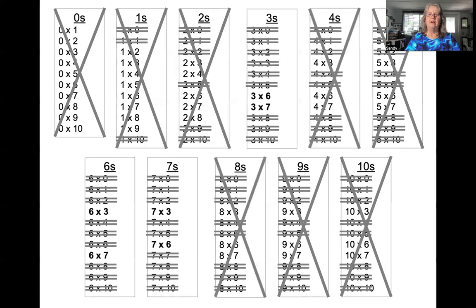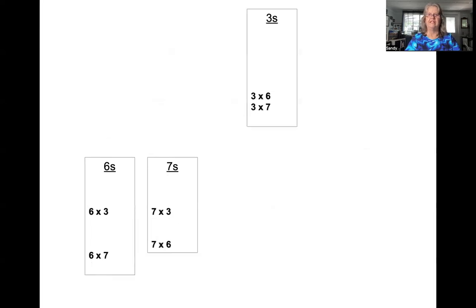Now, at this point, I'll put in bold the facts that we haven't addressed. So a lot of people say, well, you did all these strategies, but you didn't do anything with the 3s, the 6s, and the 7s. Well, we did through all the other strategies and using commutative property, the turnaround link, okay? So we've got these facts that are left.